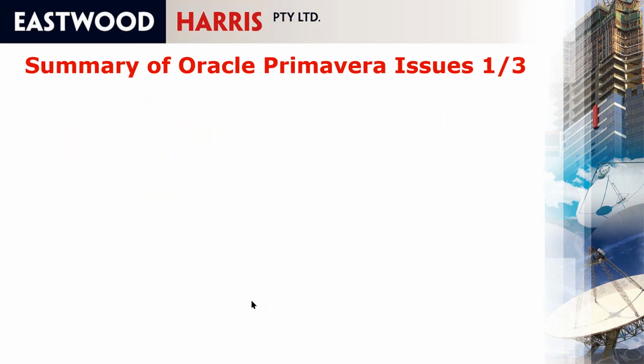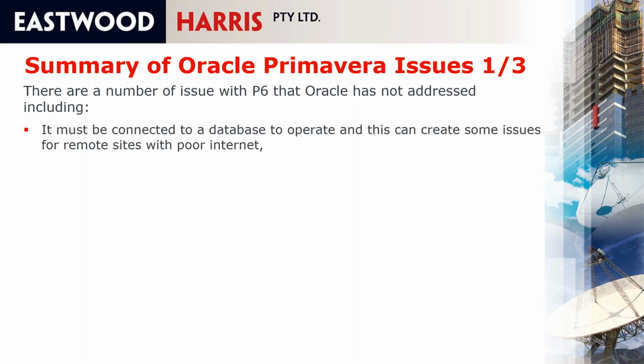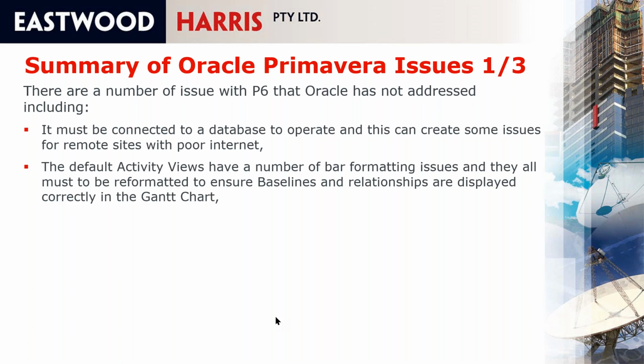So let's have a look at some of the issues with Oracle Primavera. There are a number that haven't been addressed since it's been released. First of all, it has to be connected to a database to operate, and this can create some issues when you have remote sites with poor internet. The default activity views have a number of formatting issues, and they must all be reformatted to ensure baselines and relationships are displayed correctly in the Gantt chart. And this is a major issue.